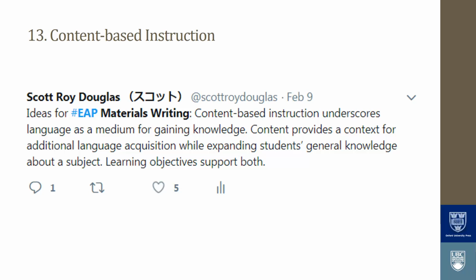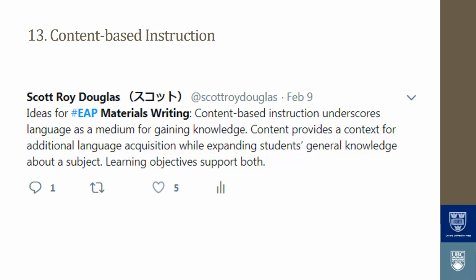The first one that we're looking at is the idea of content-based instruction. This is the idea that when we're teaching English for academic purposes, we're not just teaching language, but we're also teaching content or disciplinary knowledge. Language isn't an empty vessel, but rather a medium for gaining knowledge. The content, whether it's from engineering or social sciences or the humanities, provides the context for additional language learning, and it also has the added benefit of expanding students' general knowledge about a subject.